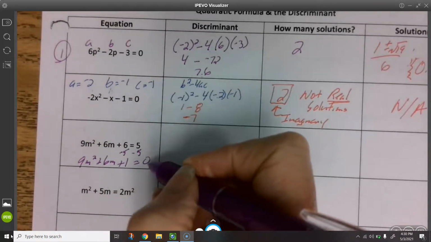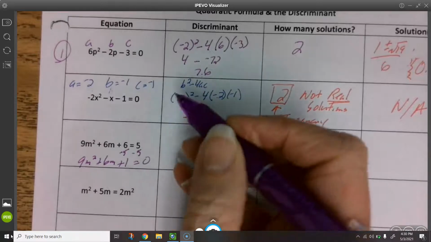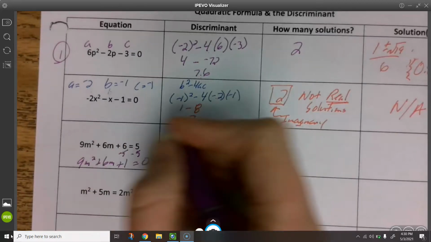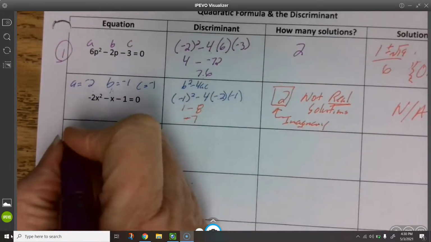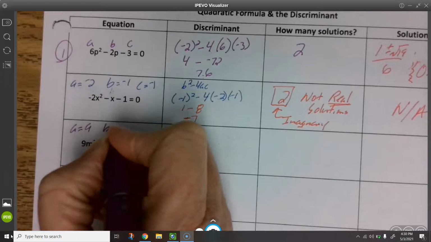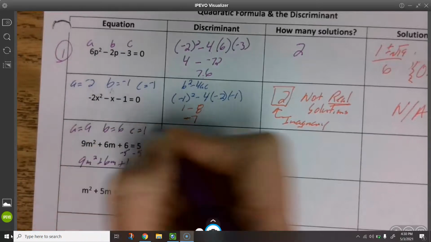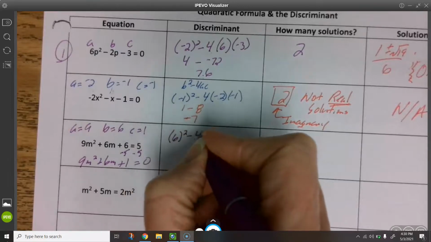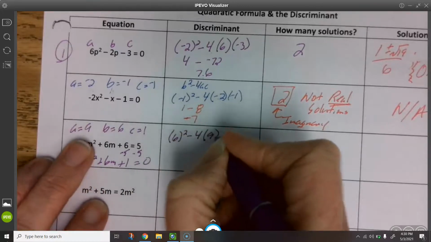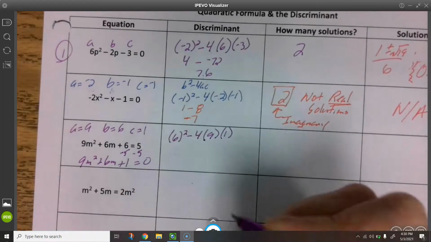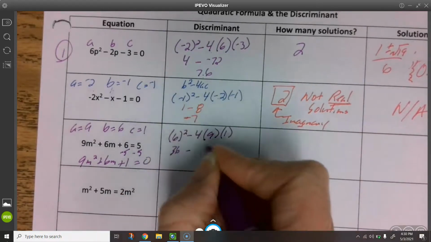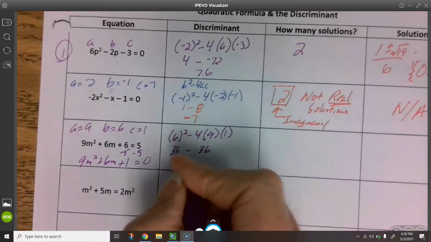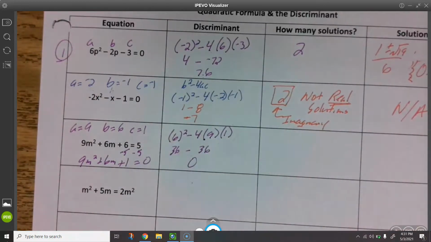Just like we never want to use the quadratic formula unless we have 0 on one side, we don't want to find the discriminant either. So let's go ahead and find the discriminant here. Again, A is 9, B is 6, and C is 1. So B squared, 6 squared, minus 4 times A times C. 6 squared is 36. 4 times 9 is 36, and times 1, of course, doesn't change the value. 36 minus 36 is 0.